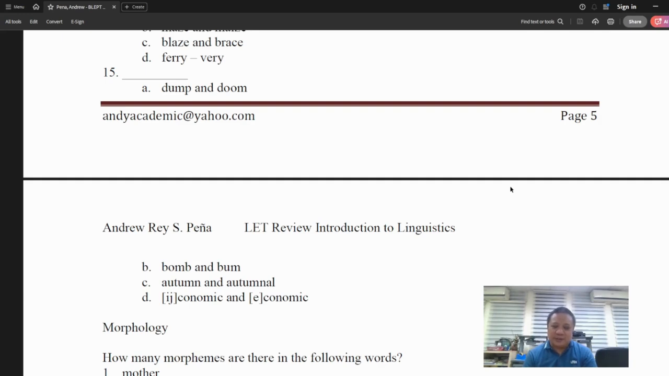C, autumn and autumnal, they're very different in many places. For A, dump and doom, they're also different in many places. But in B, bomb and bum, they only differ in one vowel sound. So they are minimal pairs. So the answer is B, bomb and bum.